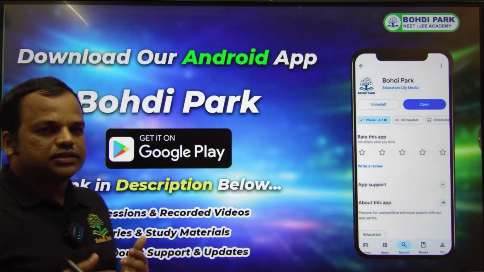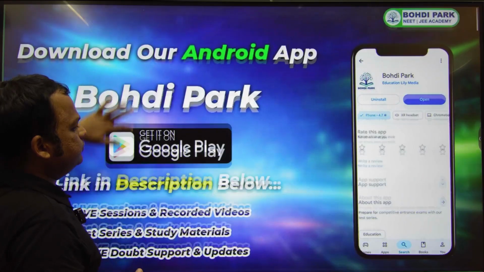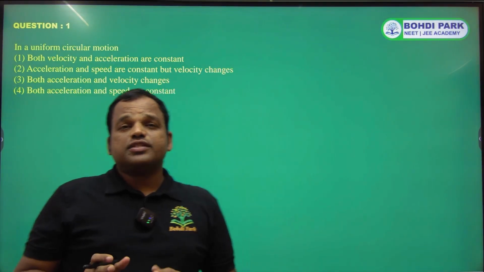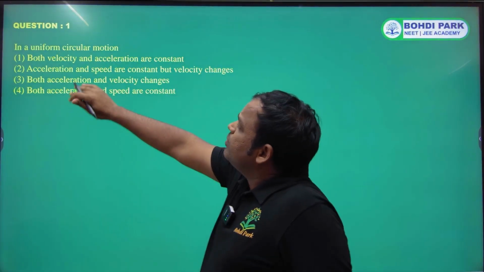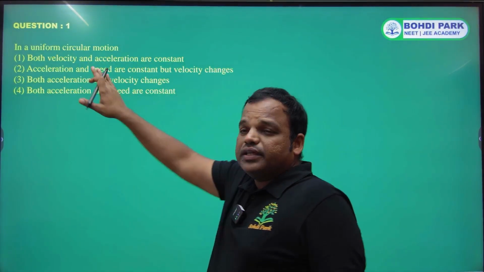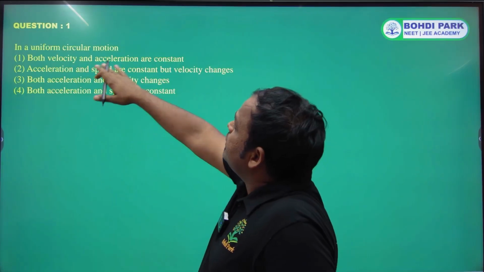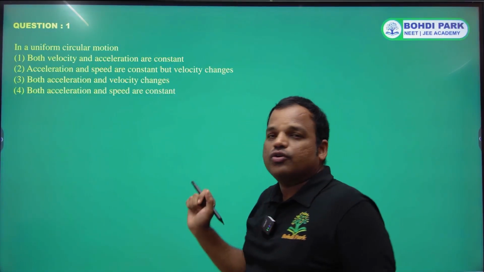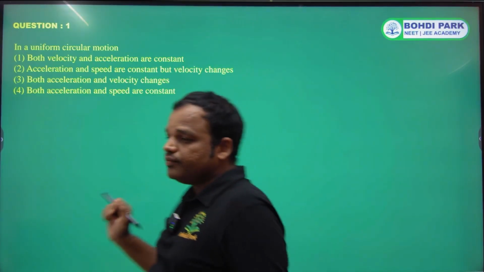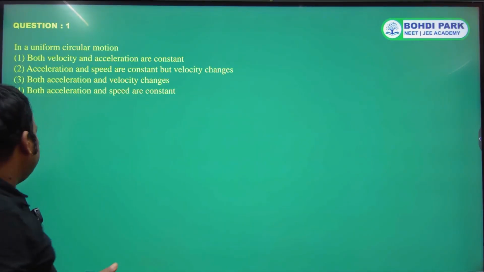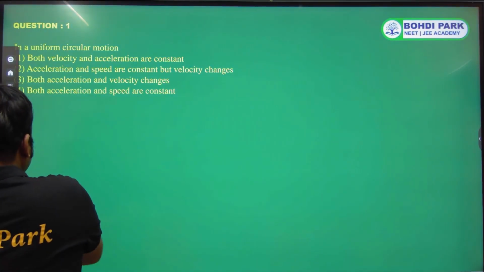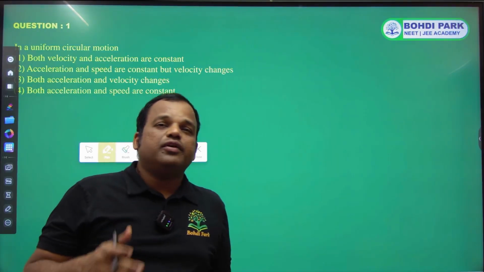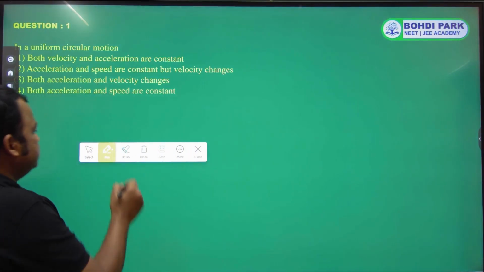So let us start with first question. So in this first question, uniform circular motion, it is a theoretical question. In uniform circular motion, both velocity and acceleration are constant. So we know that in uniform circular motion, speed is constant and magnitude of velocity constant.